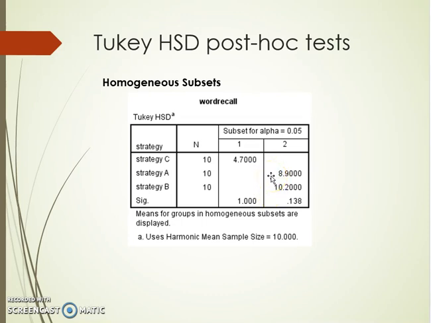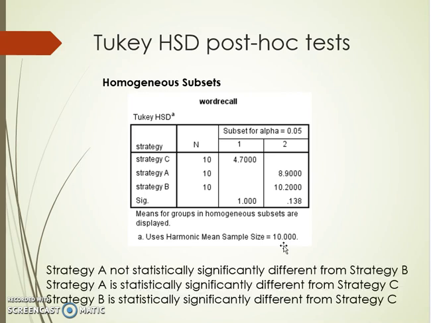And so this is a different way of looking at this. Now, one other thing I want you to note is down here it says this uses the harmonic mean sample size of 10. In this particular case, all three of our groups were the same size. There was 10. However, if you get groups that are radically different in terms of their size, this table here may give you a different result than the first table that we looked at. So that's something important to keep in mind.